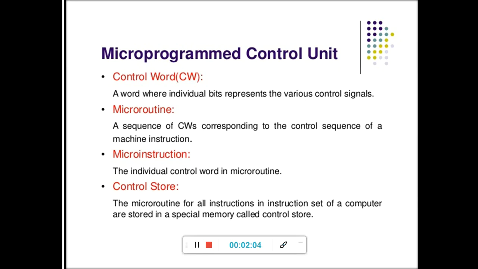Next, control store. What is a control store? It is a part of the central processing unit's control unit device that stores the central processing unit microprogram. So these are all the 4 parameters coming under the microprogrammed control unit.